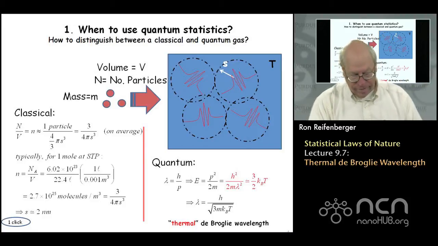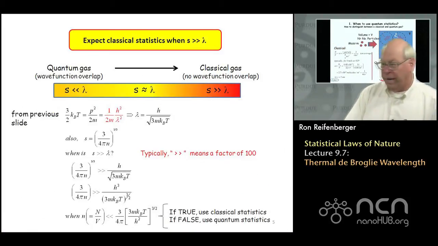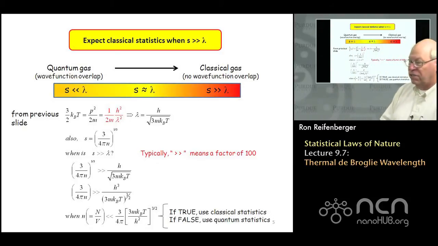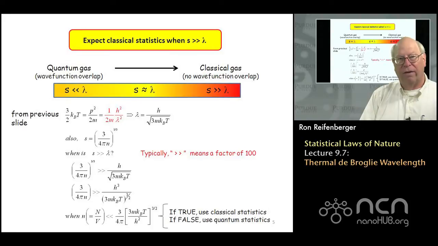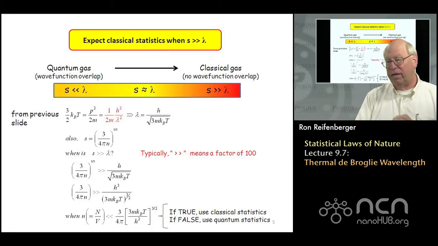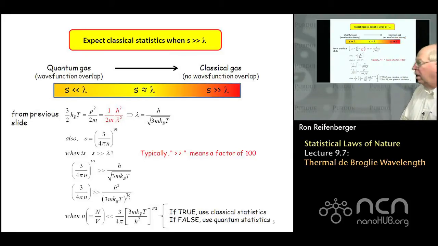lesson from this lecture. And you can make this quantitative by just saying that you can expect classical statistics to apply when the interparticle separation S is much, much greater than the thermal de Broglie wavelength λ. So you can quantify that in a very straightforward way. From the previous slide, we've got our expression for the de Broglie wavelength. We also have our expression for the interparticle separation distance S.